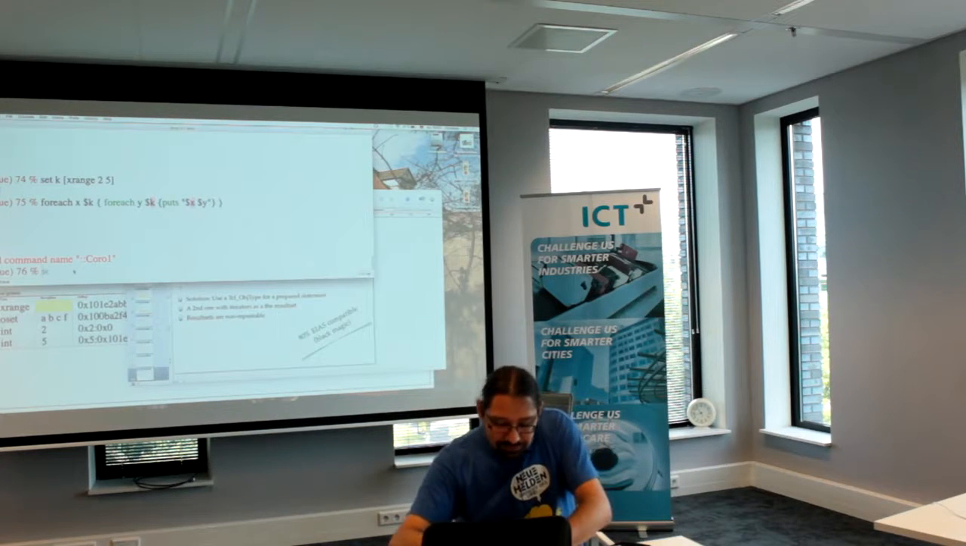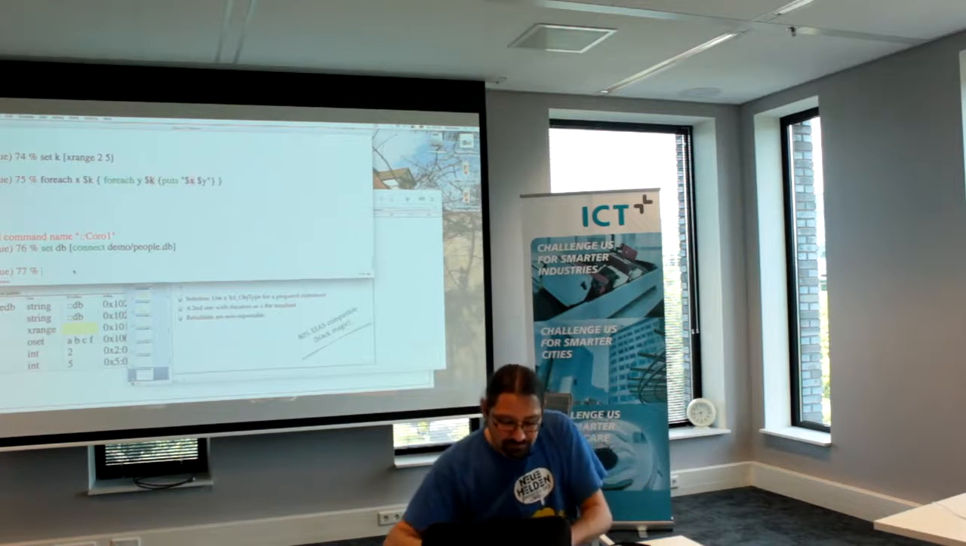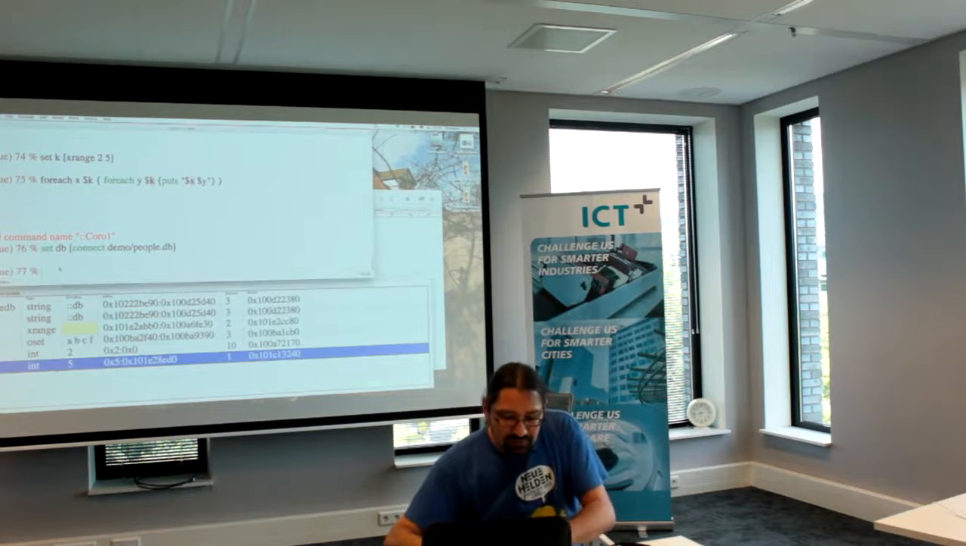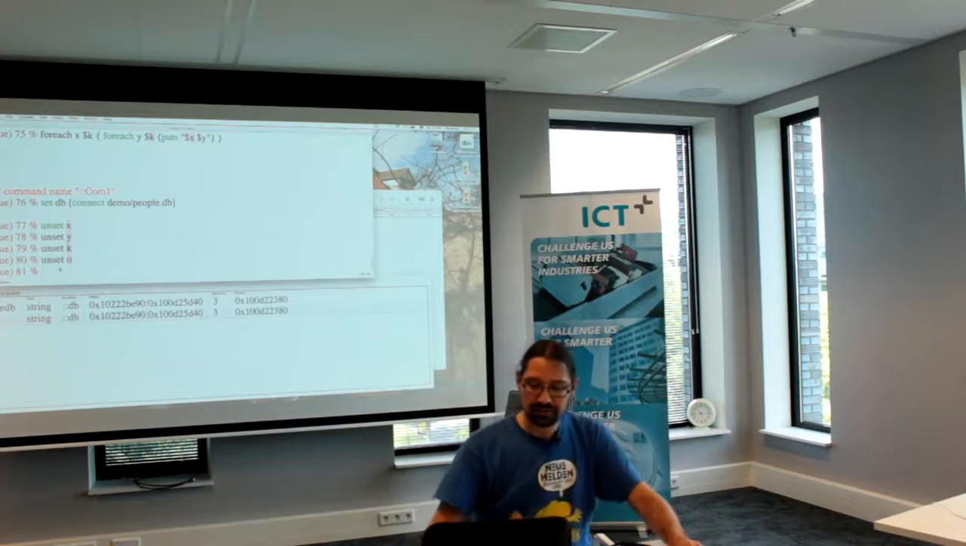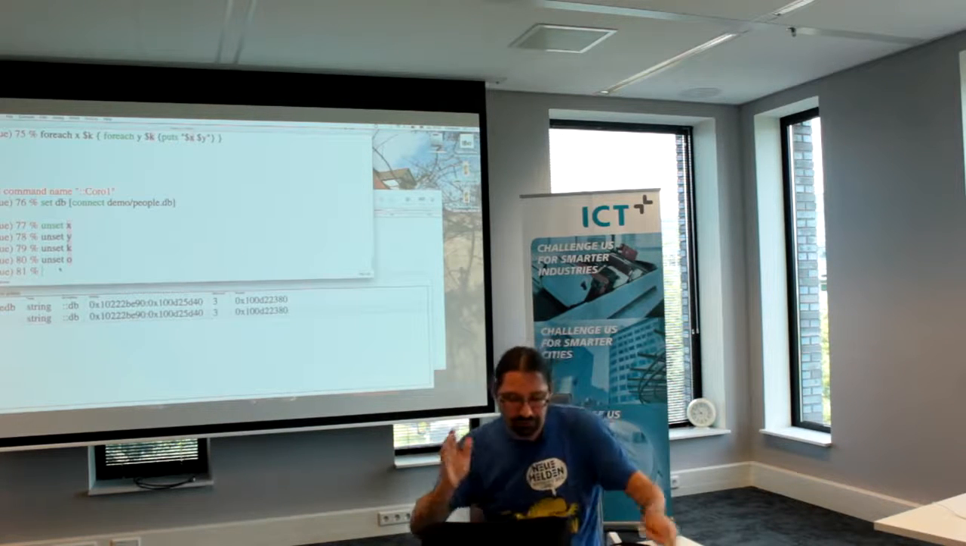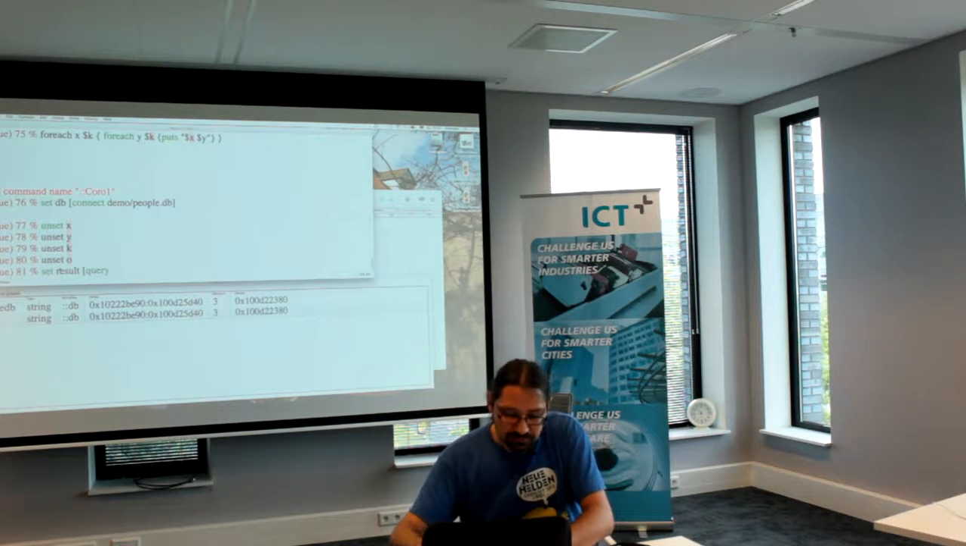So I have a command db. I can connect to a database called PeopleDB. It's just a SQLite database. Let me clean up the unused variables. Y, K, O, OK. This CacheDB is just some internal thing for the demo to work. And then I can run a query on it. The result is stored here. Oh, no, let's first save the SQL code.